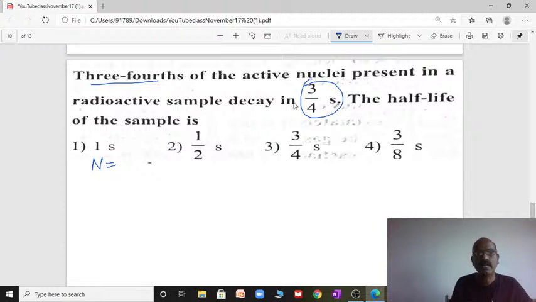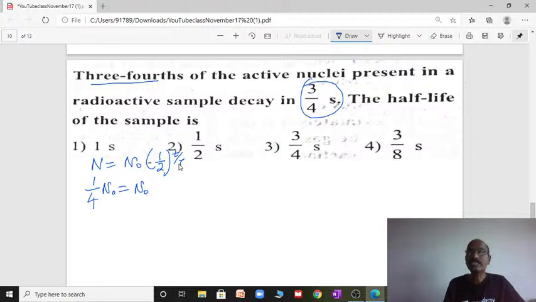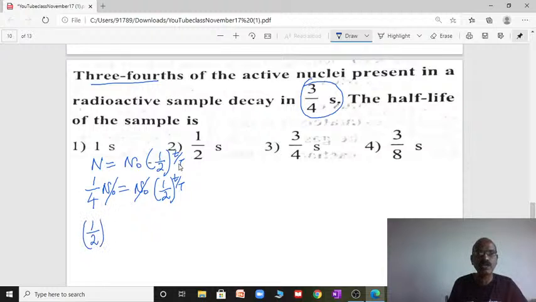So we know that N equals N naught into 1 by 2 whole power small t by capital T. Here, 3/4 of the radioactive nuclei present in the sample means 1/4 is already decayed, so N is 1/4 of the original. So 1 by 4th of the original atoms equals the original atoms into 1 by 2 whole power t by T. Now both sides N naught cancels. You will get 1 by 2 whole square equals 1 by 2 whole power t by T. Now bases are equal, exponents are also equal. Therefore t by T equals 2.